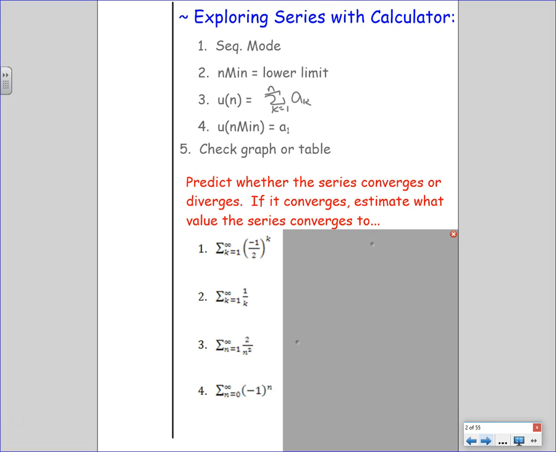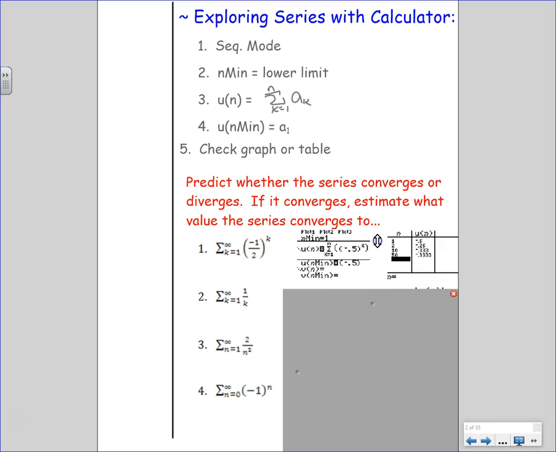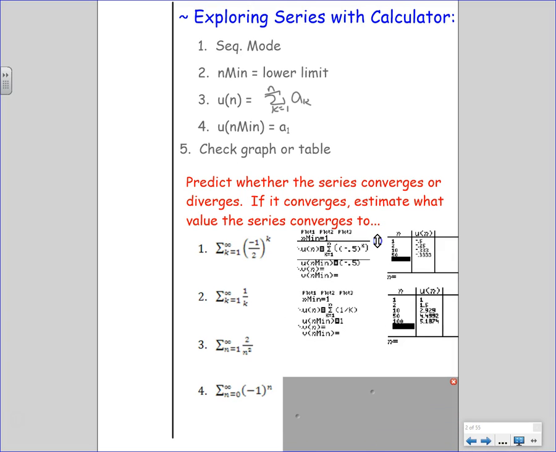For number 1, what do you guys think? Converge or diverge? Converge. Oh, you can't even see it? This is number 1. Or 3 halves. No, yeah, you're right.